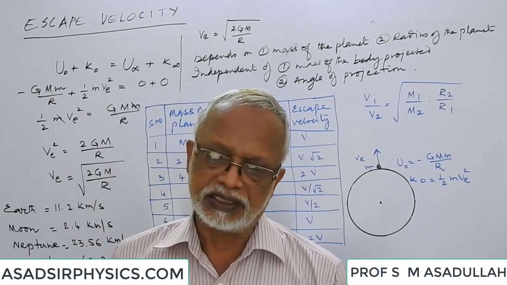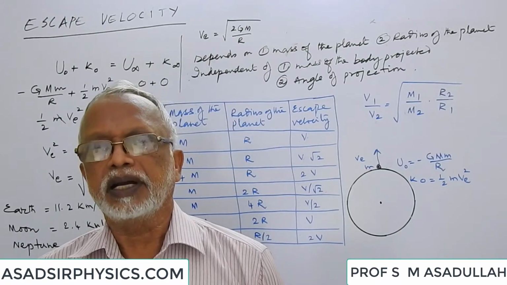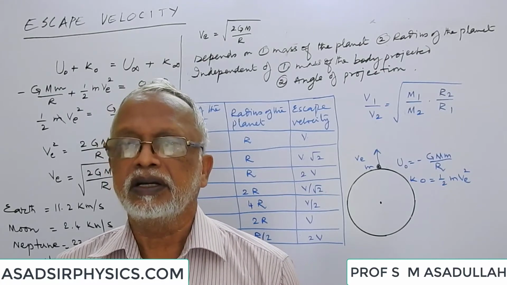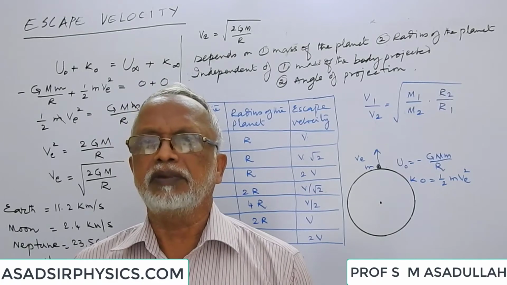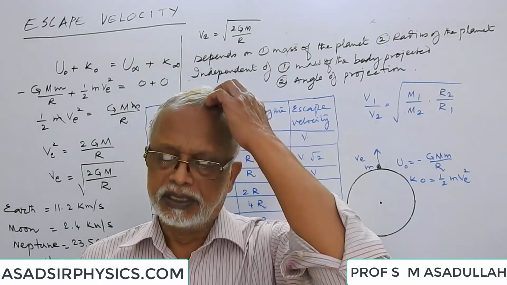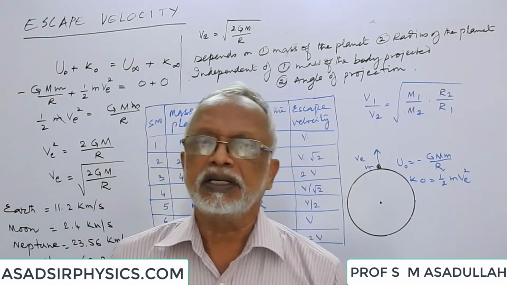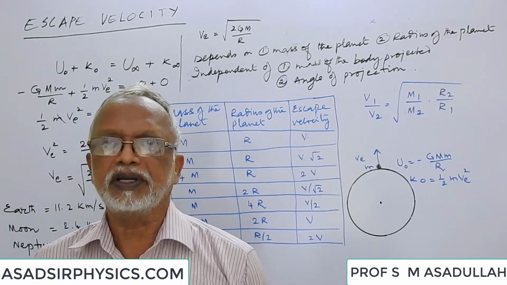The definition is: escape velocity is the minimum velocity required by any body to escape from the gravitational field of the Earth or from the gravitational field of any planet. Let us limit ourselves to the Earth. The escape velocity of the Earth is defined as the minimum velocity required by a body to escape from the gravitational field of the Earth.